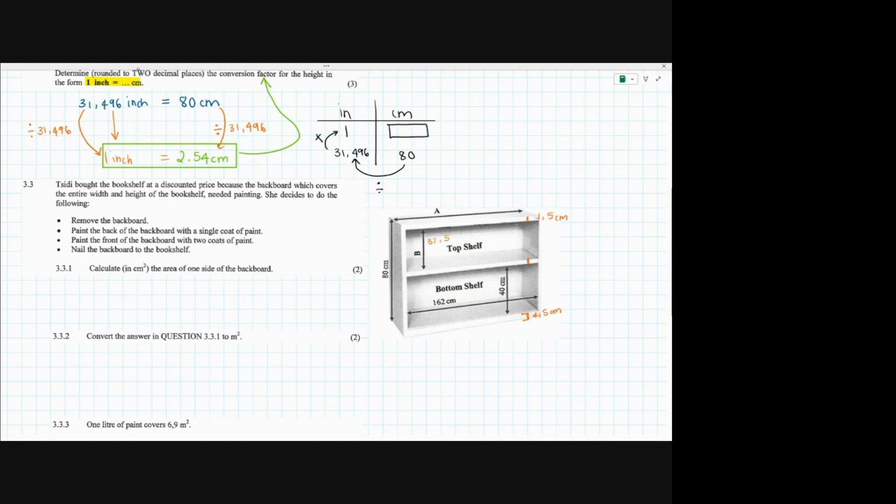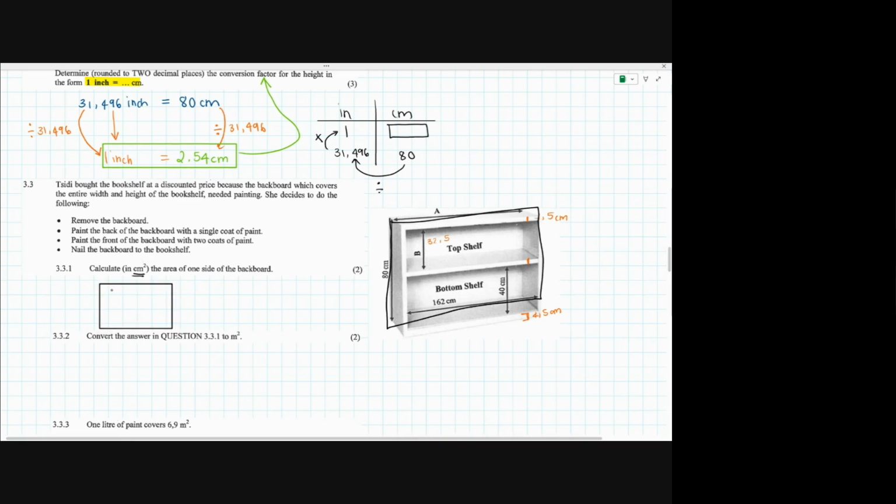So 3.3.1 says calculate in centimeters squared the area of one side of the backboard. So importantly, it's told us exactly what units it wants us to work in. And when it says one side of the backboard, basically all it's asking you for is what is the area of the backboard? Because one side, it's the same shape, right? So if this is your backboard, it's the same shape on either side. You're just going to plonk that onto the back, and that's the back of your bookshelf cupboard. So it's essentially just asking me, what is the total surface area of your bookshelf?